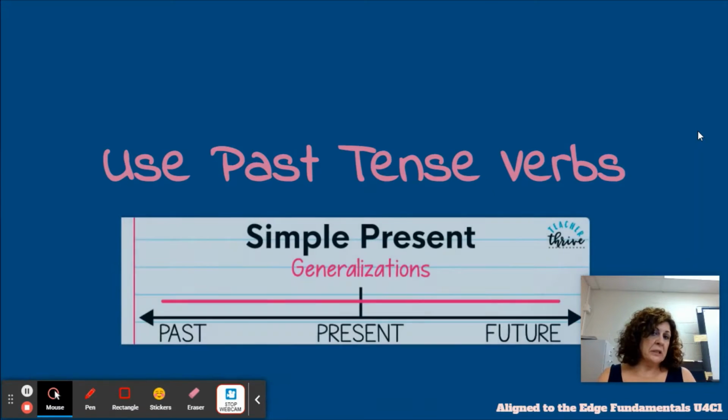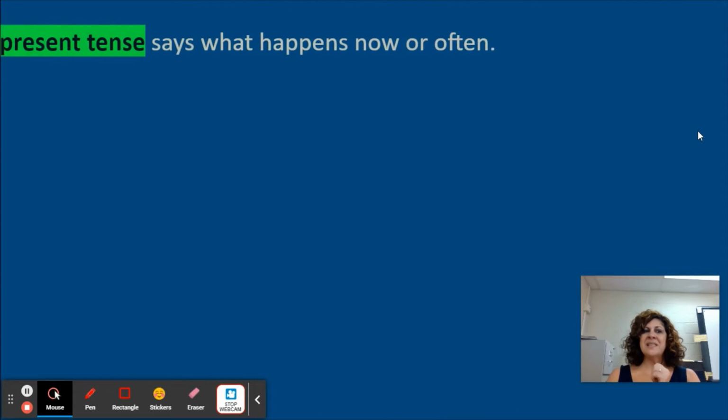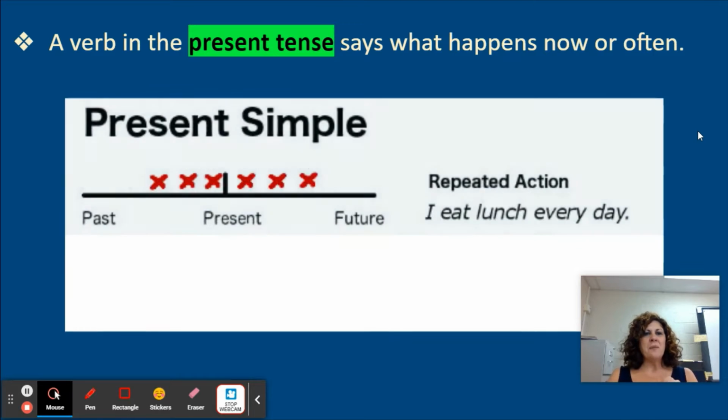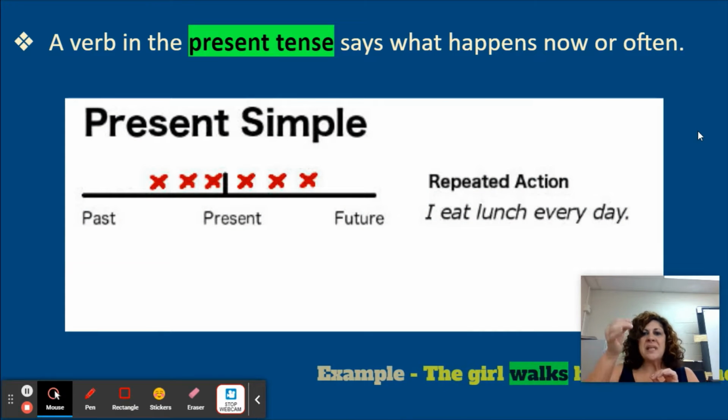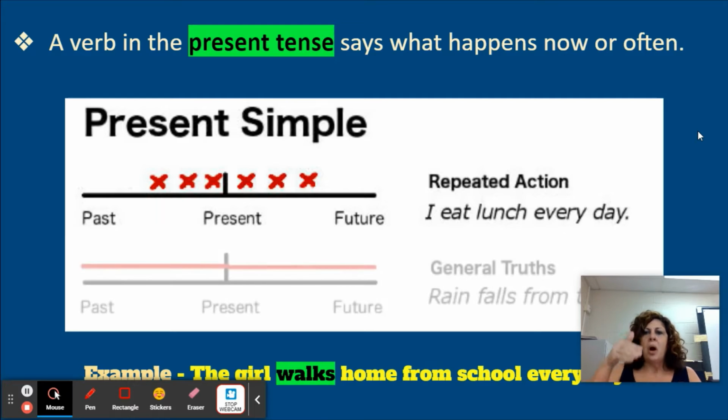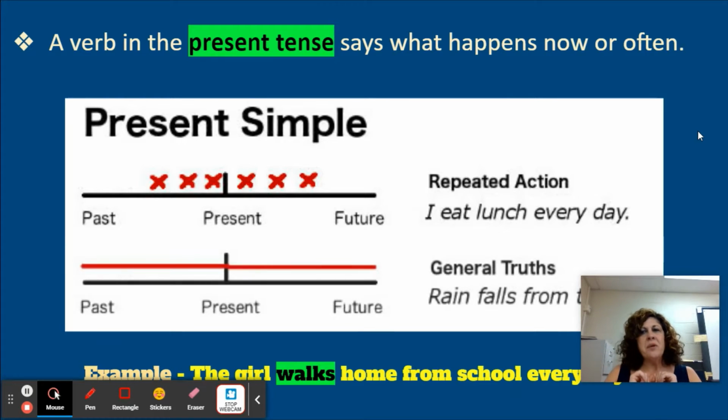Now, before I continue, I also want to call your attention to our simple present timeline that I have there. Again, I want to stress that this is a simple present. The reason that I am calling your attention to this is because we are going to start at the beginning, or in the present. That's right. So a verb in the present tense says what happens now or often. Let me go ahead and read that again. A verb in the present tense says what happens now or often.